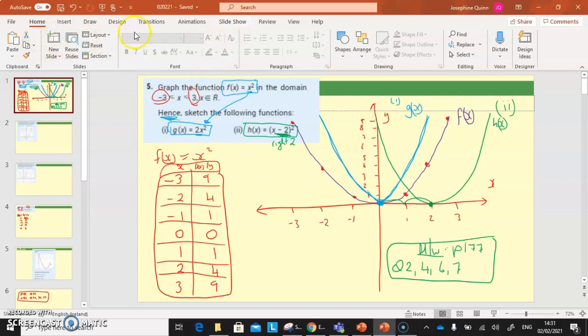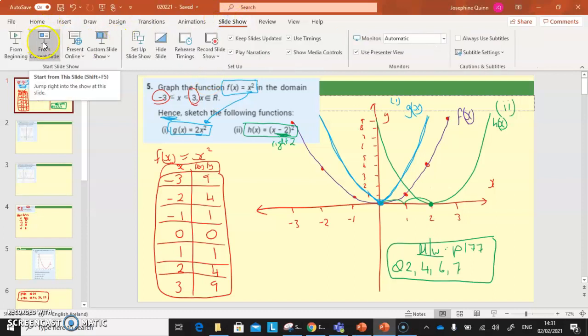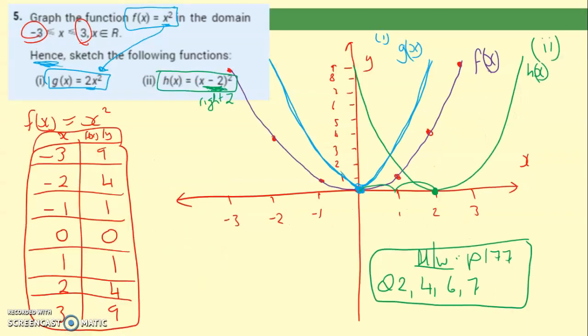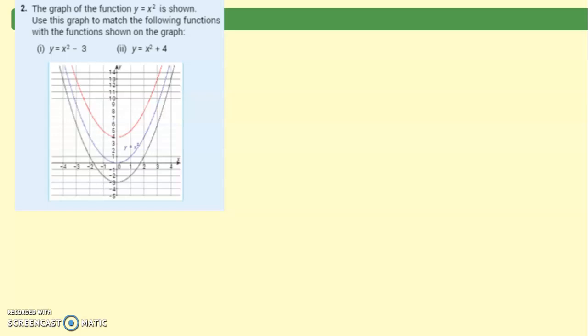So your homework for today was to answer question 2, 4, 6 and 7 on page 177. So question 2. The graph of the function y equals x squared is shown. Use this graph to match the following functions with the functions shown on the graph.